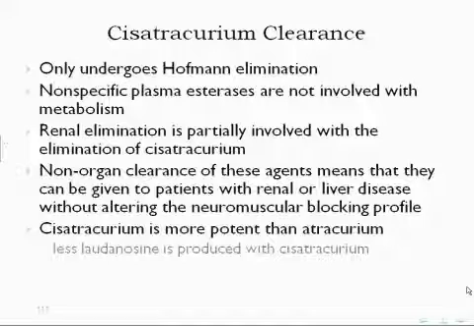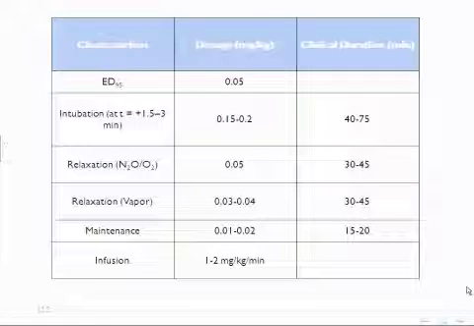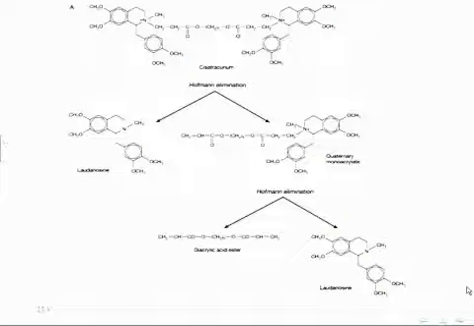Less laudanosine is produced with cisatracurium than with atracurium. The dosage is usually around 0.15 to 0.2 milligrams per kilo for intubation doses. That's what we usually do. The breakdown is purely Hofmann elimination. So the downside to this drug is if you let the person spontaneously breathe and become acidotic, you actually slow down their metabolism. Hyperthermia will make the person break down this medication faster. Hypothermia, on the other hand, will slow down the breakdown of the substance.